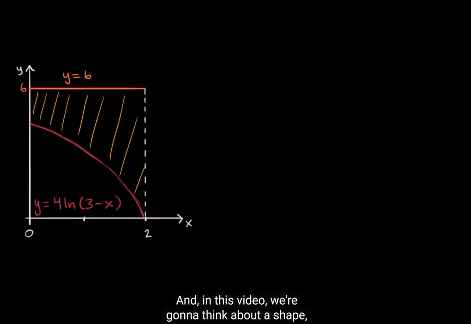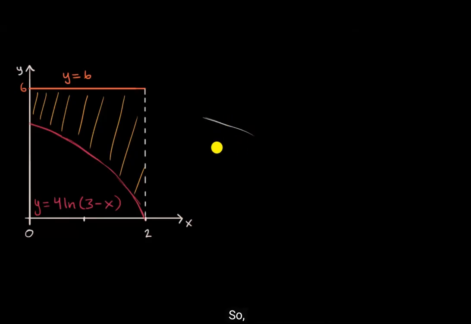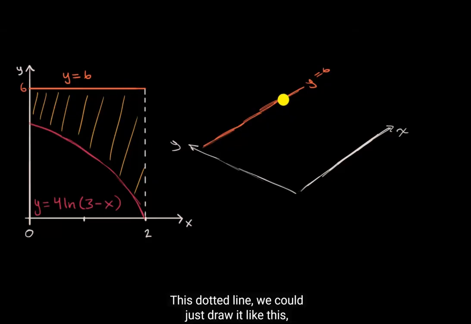And in this video, we're going to think about a shape, and I'm going to draw it in 3 dimensions. So let me draw this over again, but with a little bit of perspective. So let's make this the y-axis. That's the y-axis. This is my x-axis. This is the line y is equal to 6. Right over there. And this dotted line, you can just draw it like this. And so this would be the point x equals 2.